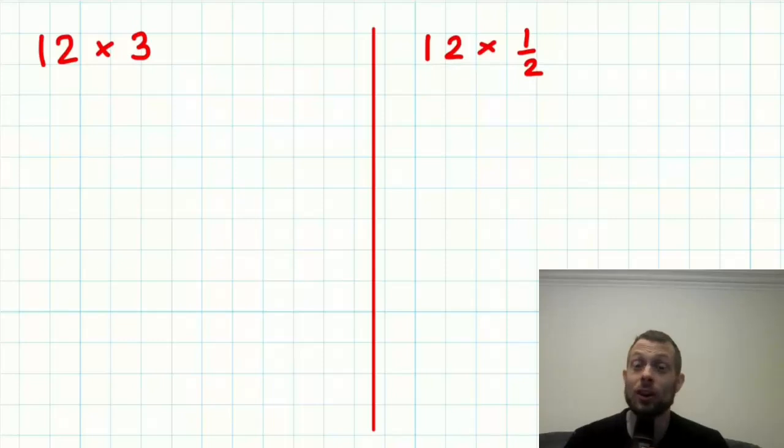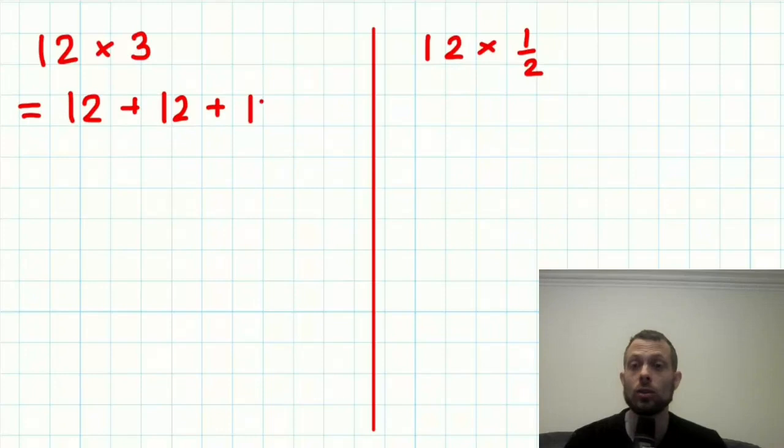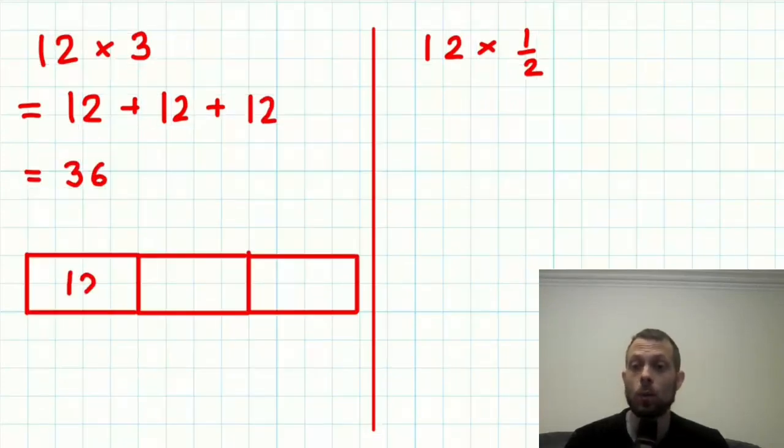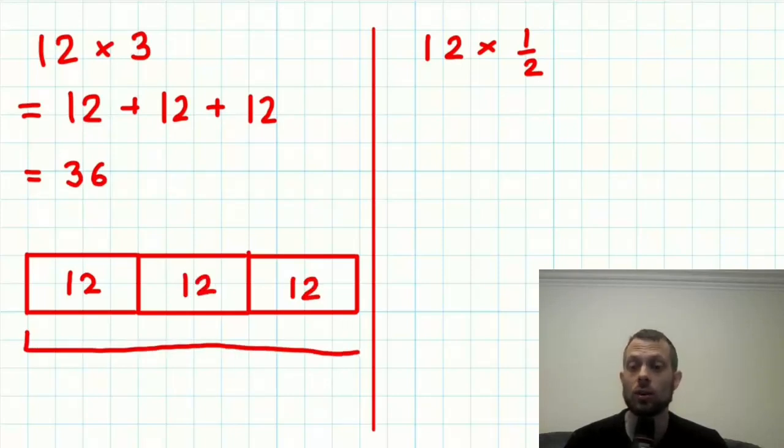Multiplying fractions. So if we look at a multiplication involving whole numbers, such as 12 times 3, we could think of this as meaning 12 added to itself 3 times, or 12 plus 12 plus 12, which would all add up to 36. We could represent this as a picture by making one block represent 12 and then having 3 blocks, and in total it all adds up to 36.